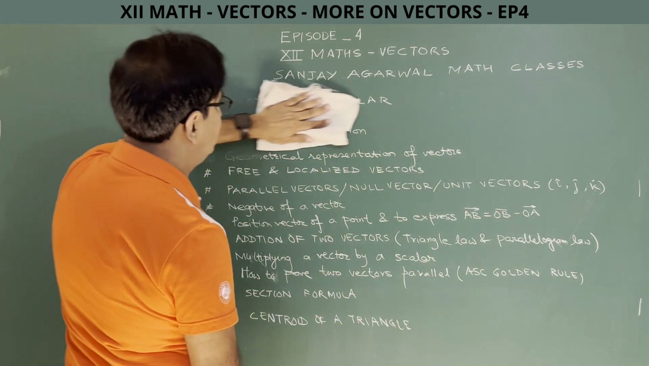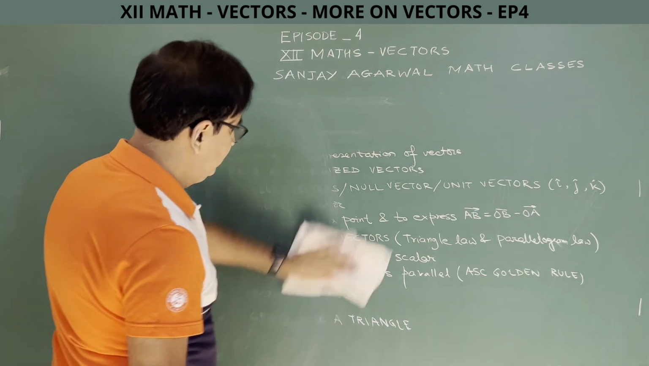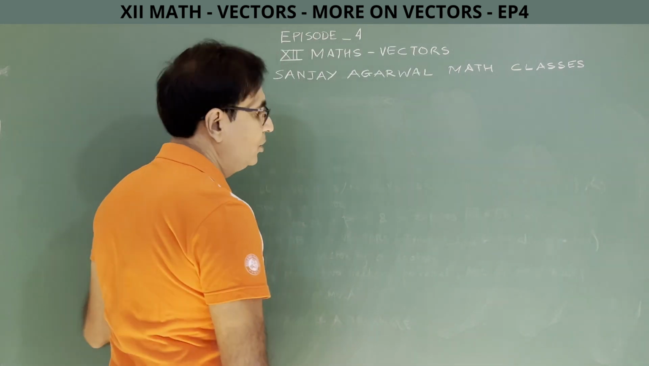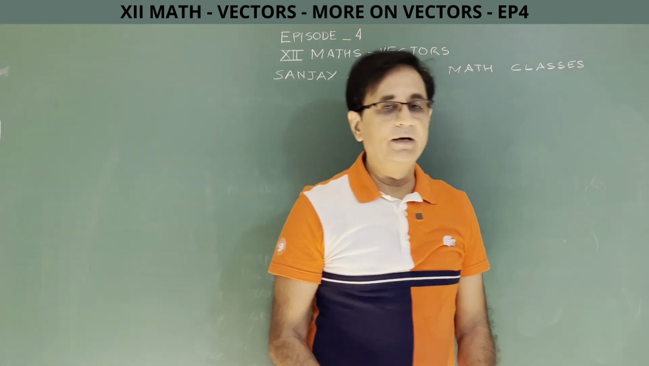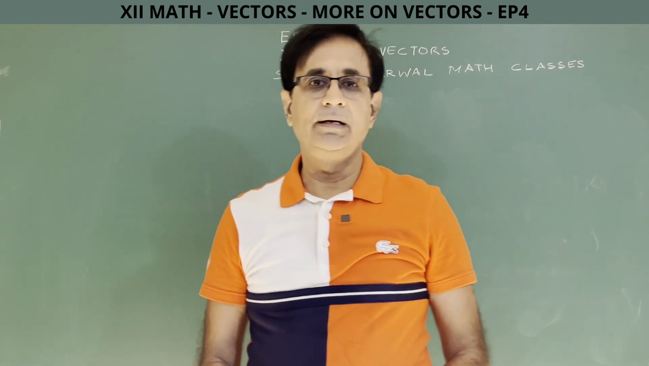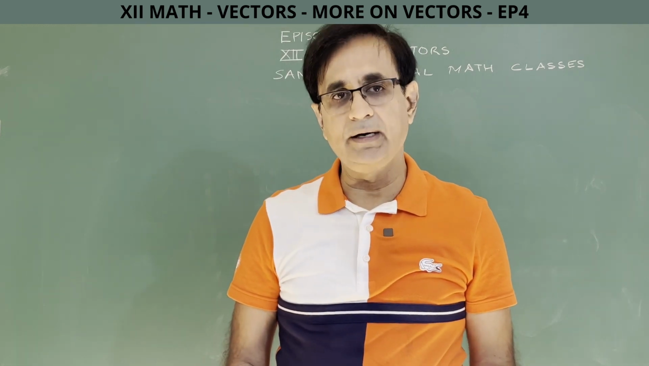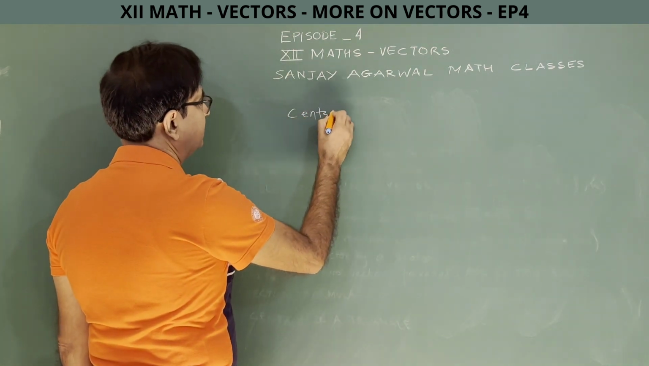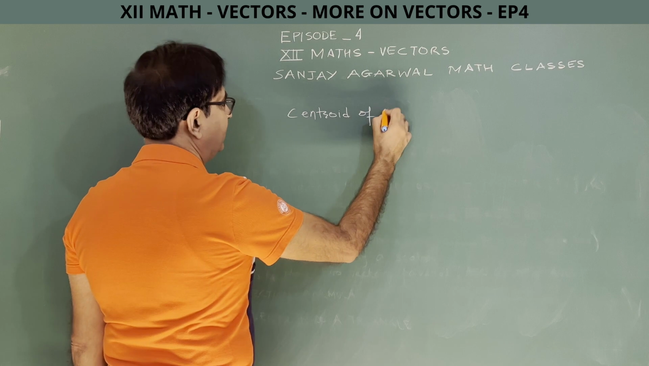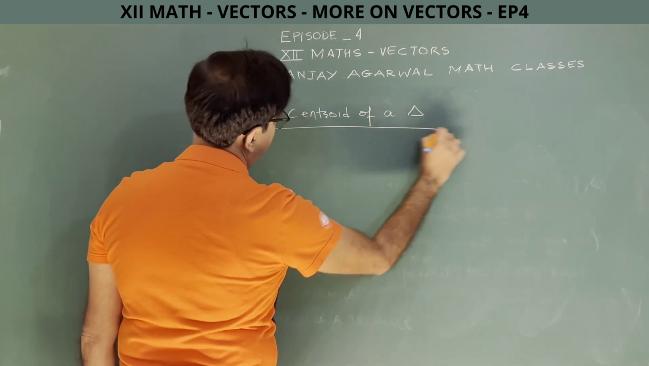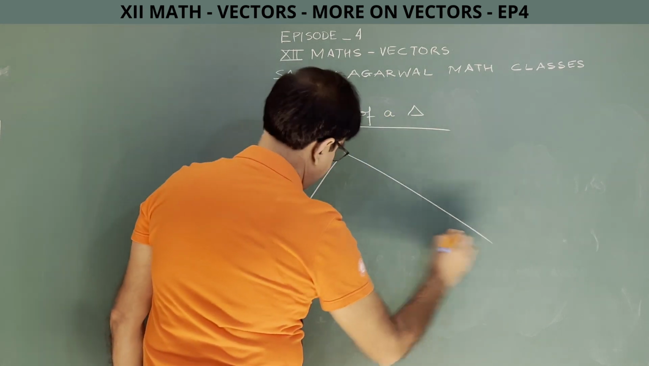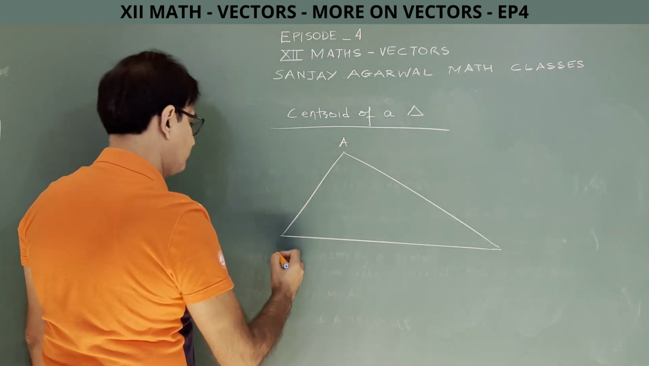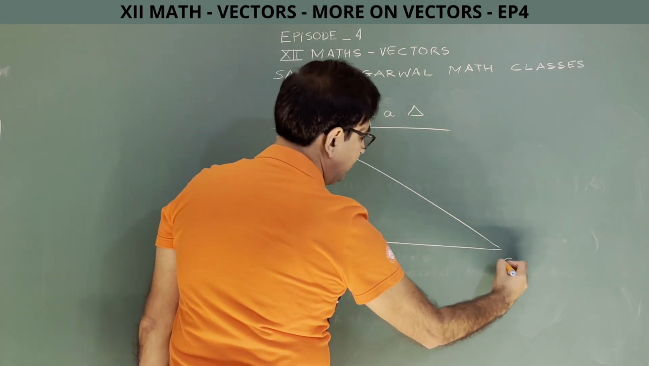So now we start episode number 4 and the first topic is centroid of a triangle. You know what is the median of a triangle? Median of a triangle is a line segment joining the vertex of a triangle with the midpoint of the opposite side. So the topic is centroid of a triangle. So I have a triangle, say ABC. I have a triangle ABC.